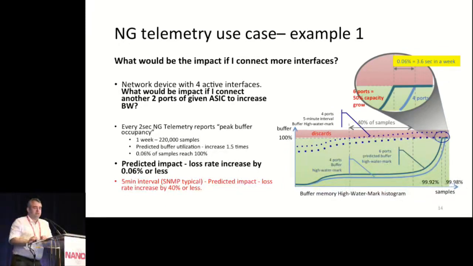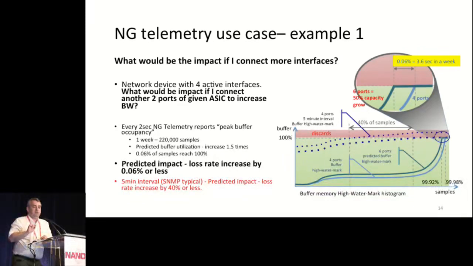Why is it better than SNMP? Because if I do the same logic with SNMP, taking the counters every 5 seconds, I still see 44 events of crossing the red line. The point is that these 44 events are spread across the week, and it's not only 44 out of 200,000, but it's 44 out of 2,000.